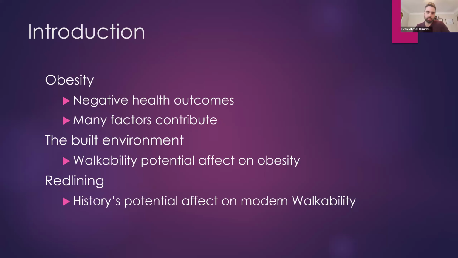Ultimately, my interest lies in obesity and its relation to walkability for Cleveland, Ohio. And a short explanation of redlining is that it was a discriminatory practice that negatively affected minorities in the 1930s. There was a government organization at the time that decided who could get loans and financing based off of demographic composition of the neighborhood that they resided.